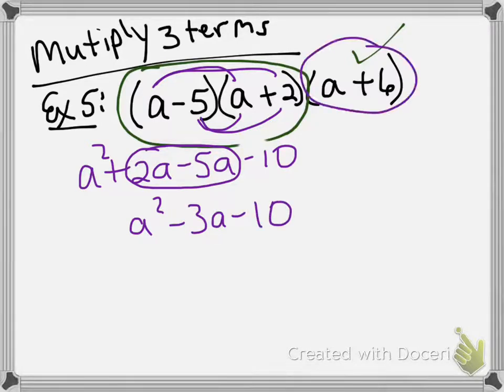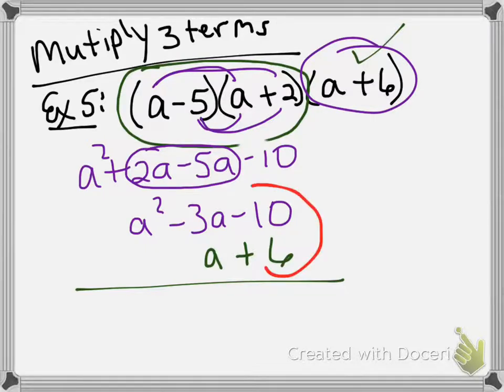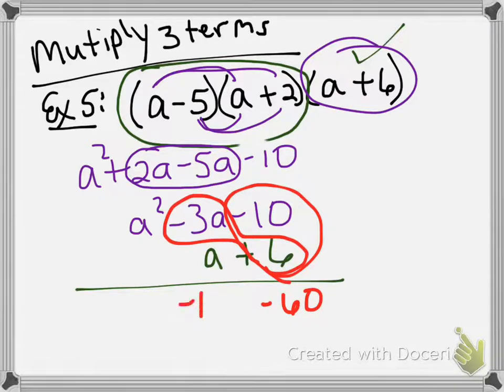And then I'm going to bring this a plus 6 down here like that, and go through the process. 6 times negative 10 is negative 60. 6 times negative 3a is negative 18a. 6 times a squared is 6a squared.